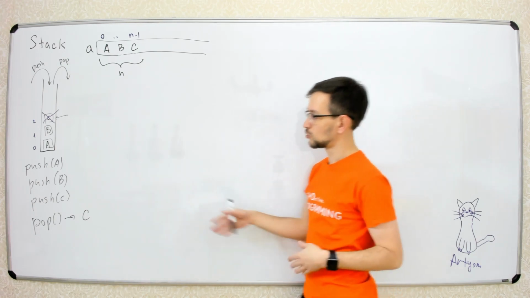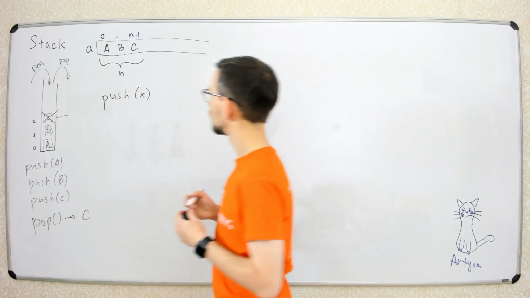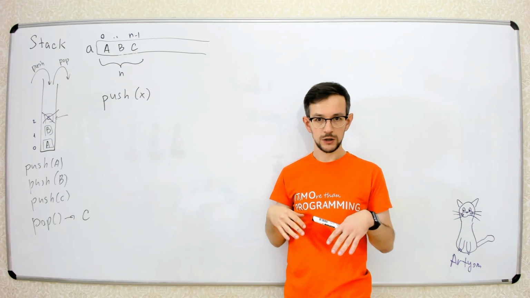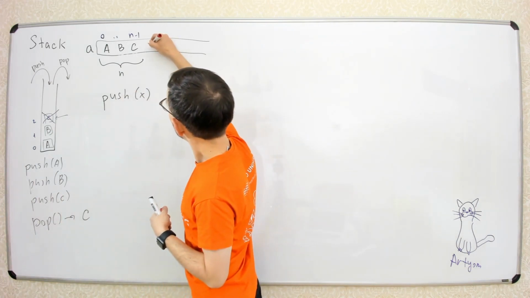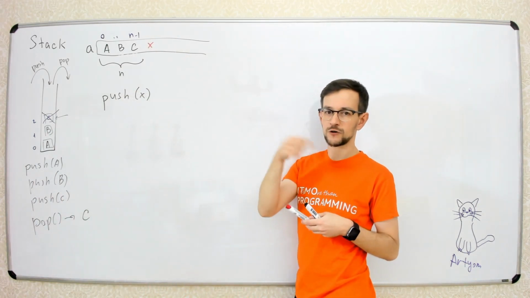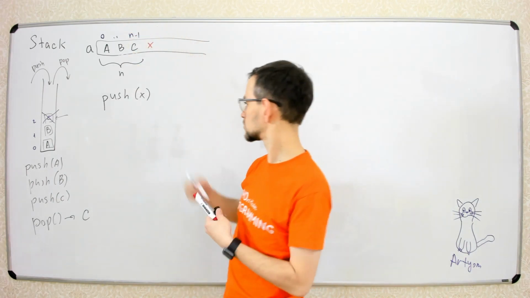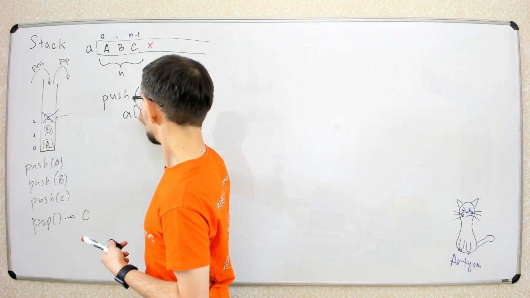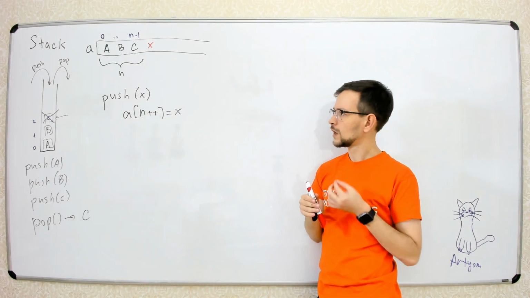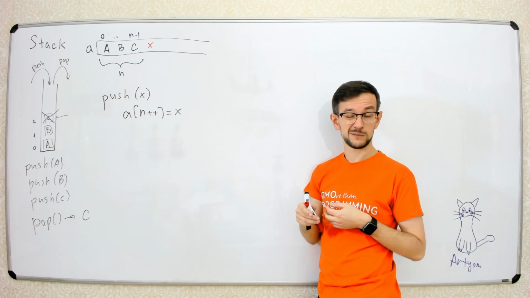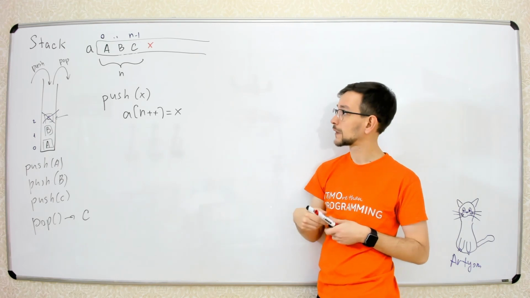Now let's implement these two functions. Function push x. So when you insert a new element in the stack, you put this element in this position. So you put the new element here and increase n. So we need to put the new element at position n and then increase n. So I'll say just A of n plus plus equals x. That's exactly like we did when we had binary heaps. Like you put the element in the last position of the array.